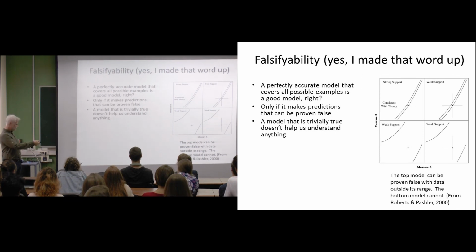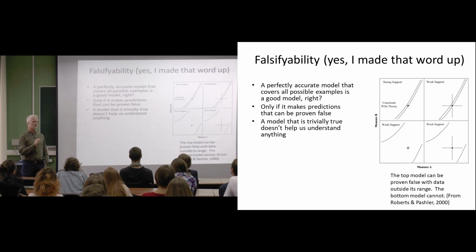Same with data that is incredibly variable but still falls within that large area. This is still weak support. If we make very, very precise predictions, but the data is very variable, also weak support. What we're looking for are models that make very, very specific predictions and allow for the possibility that the results will not fall within the predicted area. They have to be falsifiable. Okay.